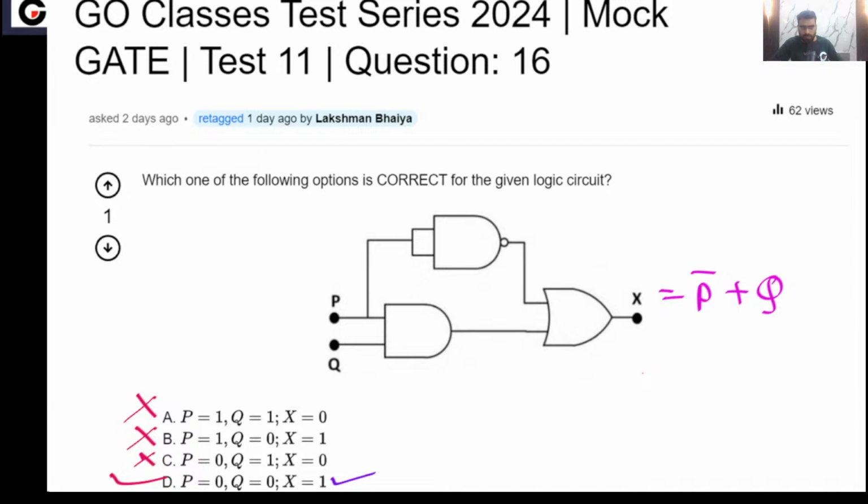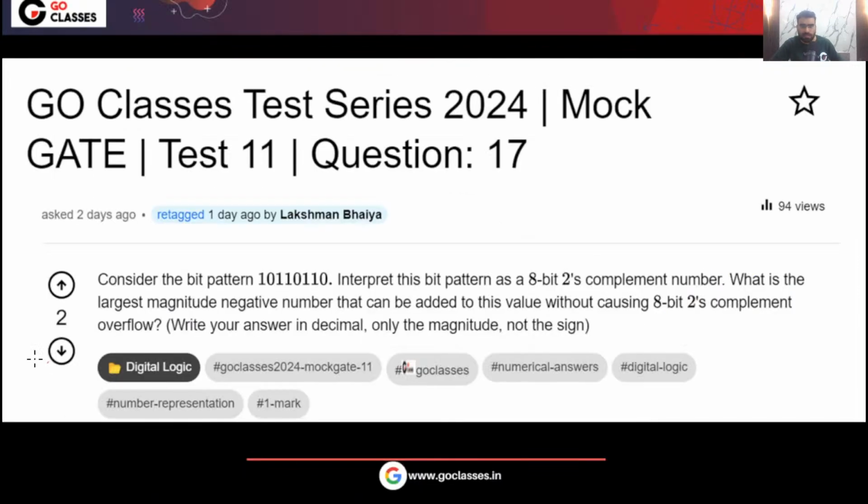Okay, let's move on. Let's solve this question. Consider the bit pattern. This bit pattern is given to you: 1011 0110. Interpret this bit pattern as an 8-bit 2's complement number. This is an 8-bit 2's complement number. What is the largest magnitude negative number that can be added to this value without causing 2's complement overflow?